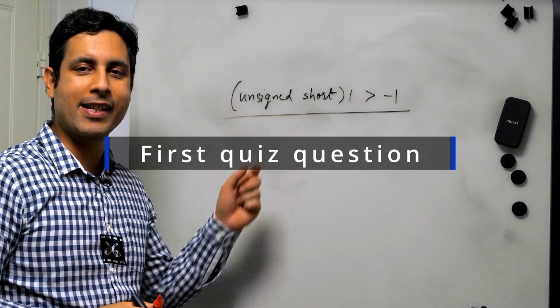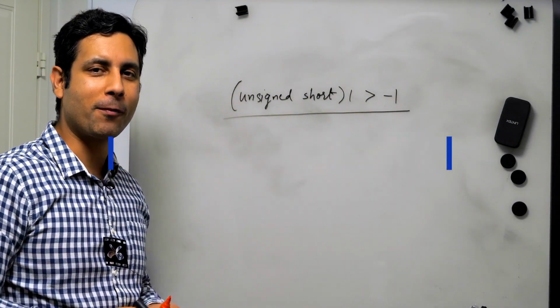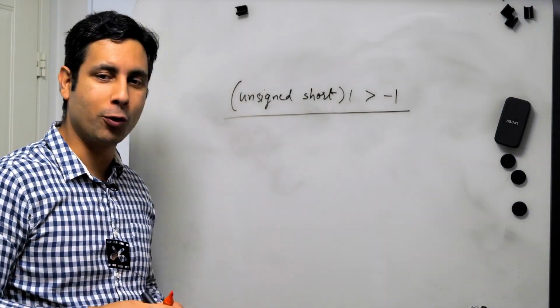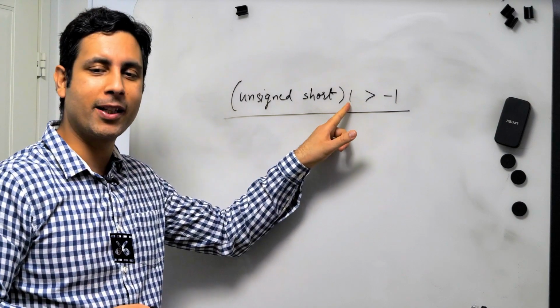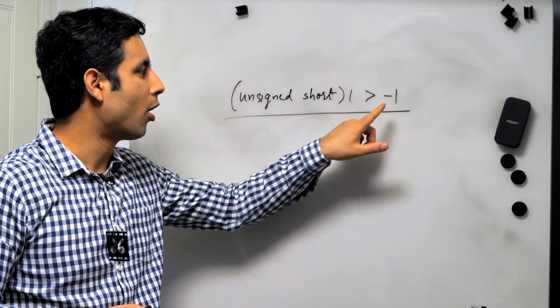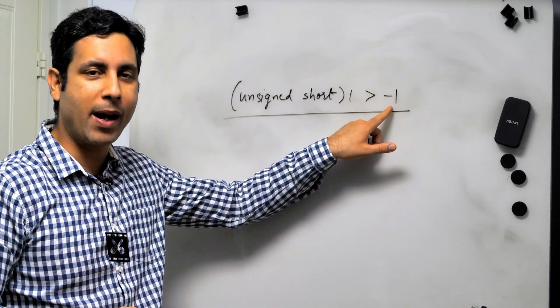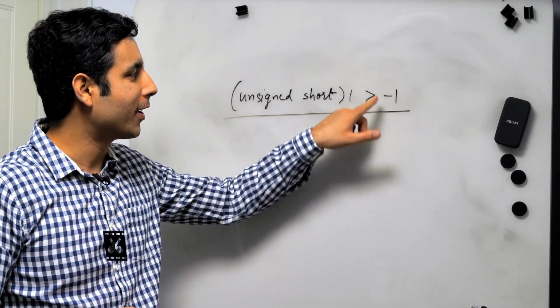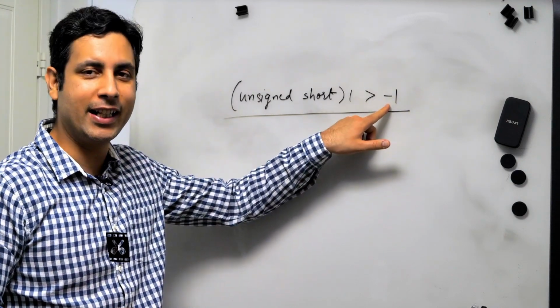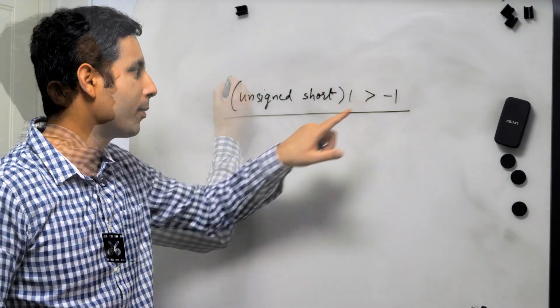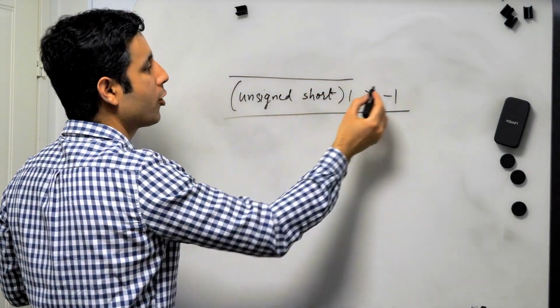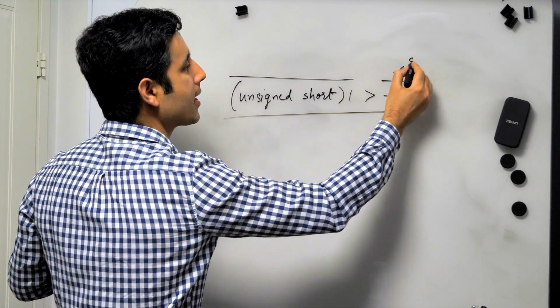So we have a C expression here and we want to find what it would evaluate to. Obviously on the left hand side, the operand has been casted to unsigned short. On the right hand side, we have just -1. So obviously the -1 will have signed integer type because that's the default type for a constant in a C program. This one is unsigned short and this one is signed integer.